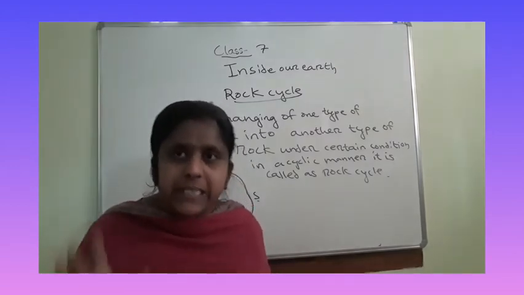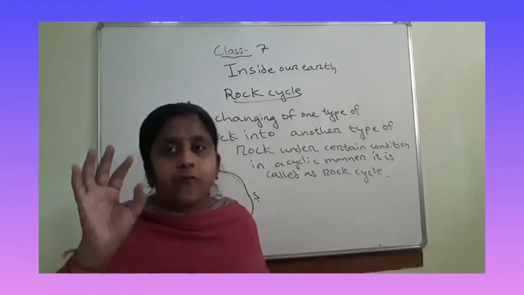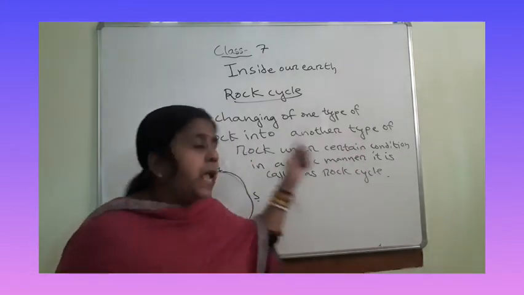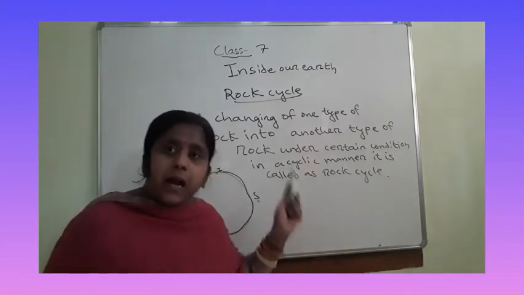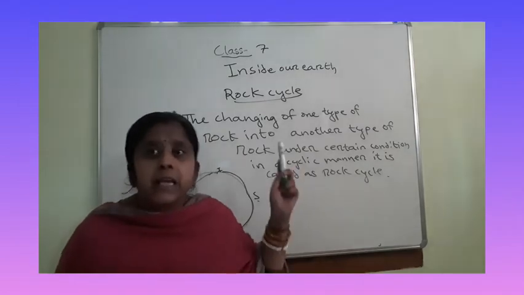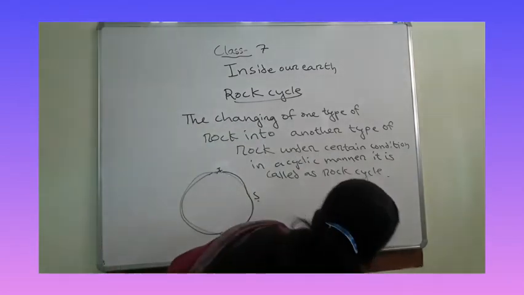So we will read how the cycle of rock is done. The changing of one type of rock into another type of rock under certain conditions in a cyclic manner is known as the rock cycle.